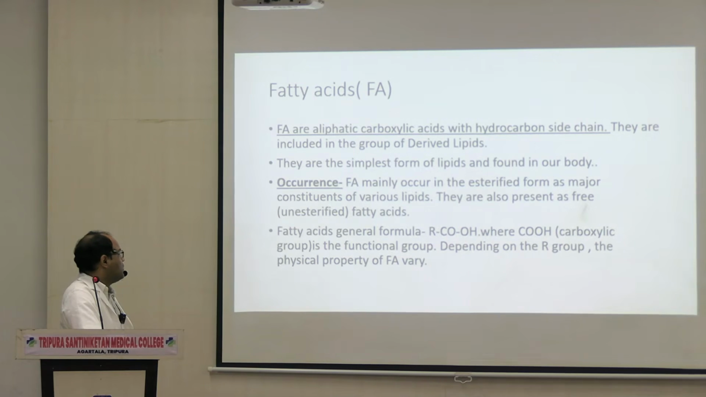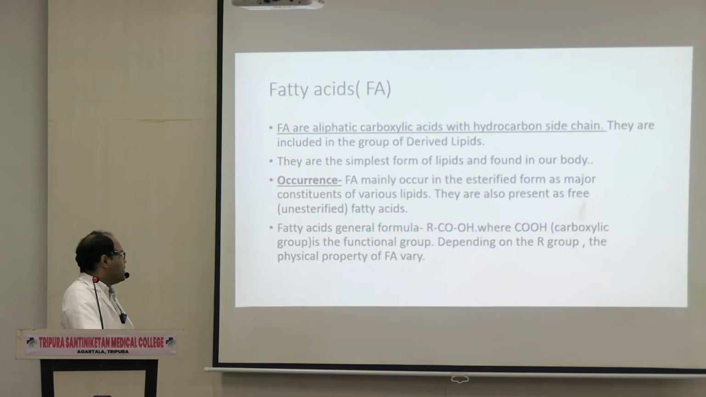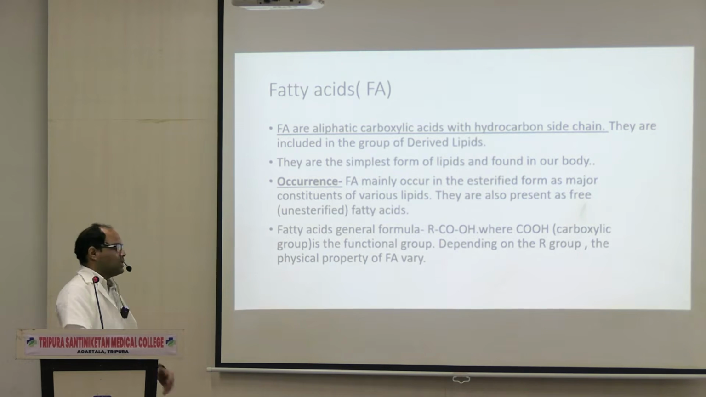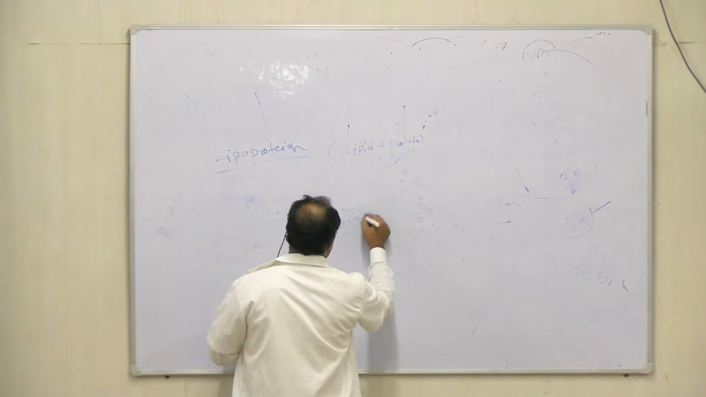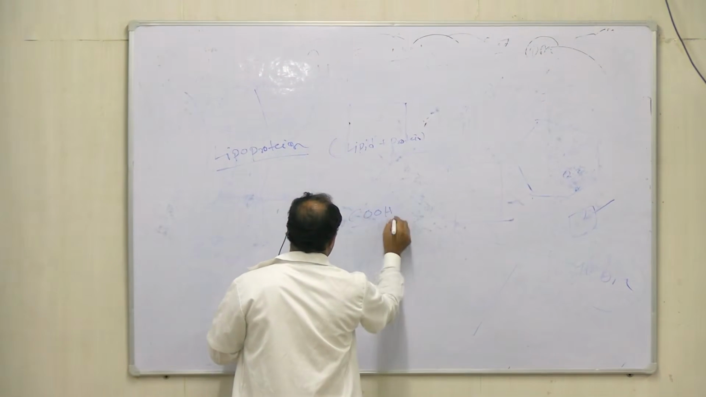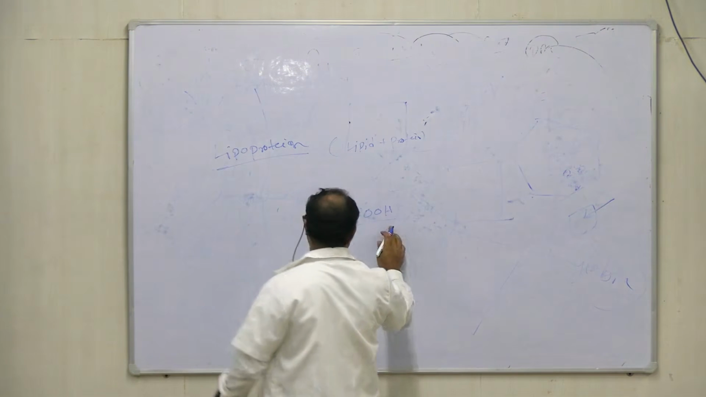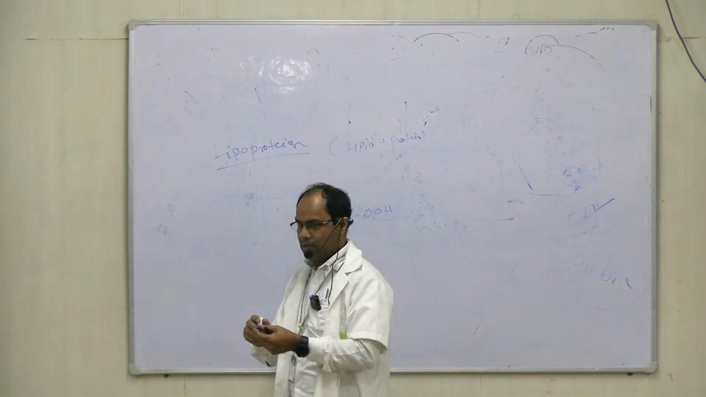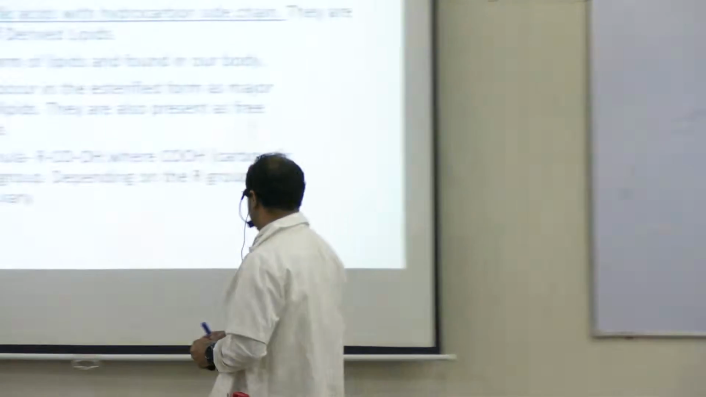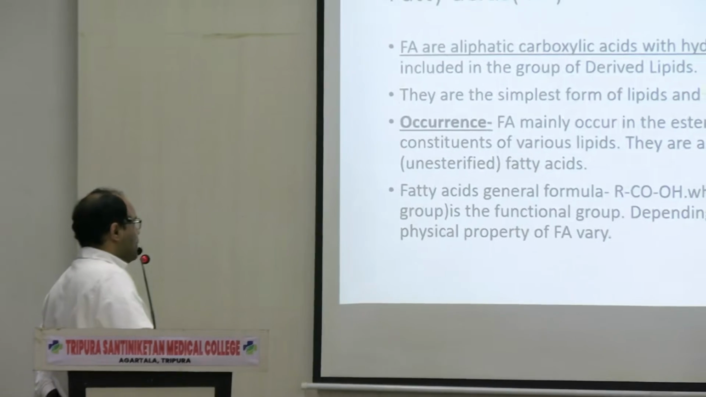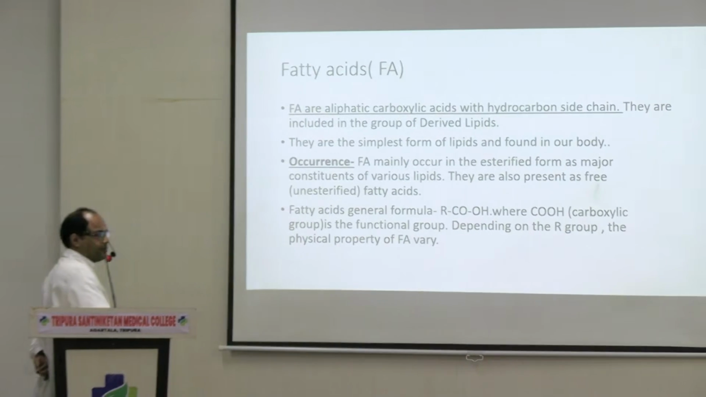They are also present as free, that is, unesterified fatty acids. The fatty acid general formula is R-COOH. R means a group, like a methyl group, with COOH the carboxylic acid. This is the polar side and this is the non-polar side. Polar means they can attach with water, non-polar means they do not attach with water. Depending on the R group, the physical properties of fatty acids vary.